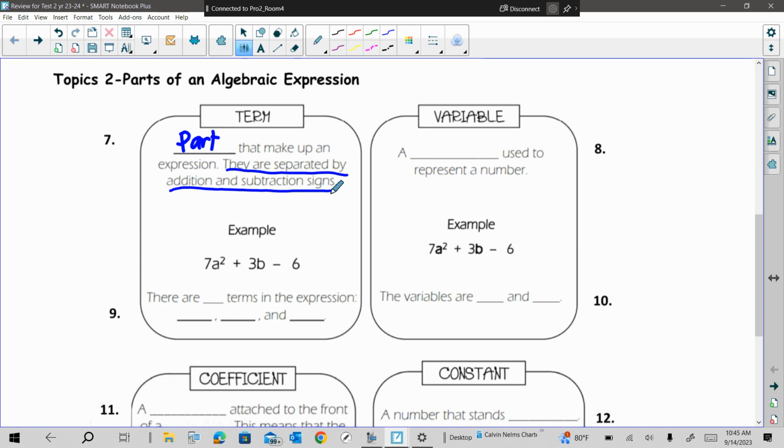Here's the example: 7a squared plus 3b minus 6. How many terms are separated by plus and minus? 3. There's the 7a squared, the 3b, and then the 6. So there are 3 terms in the expression. The terms are 7a squared, 3b, and 6.